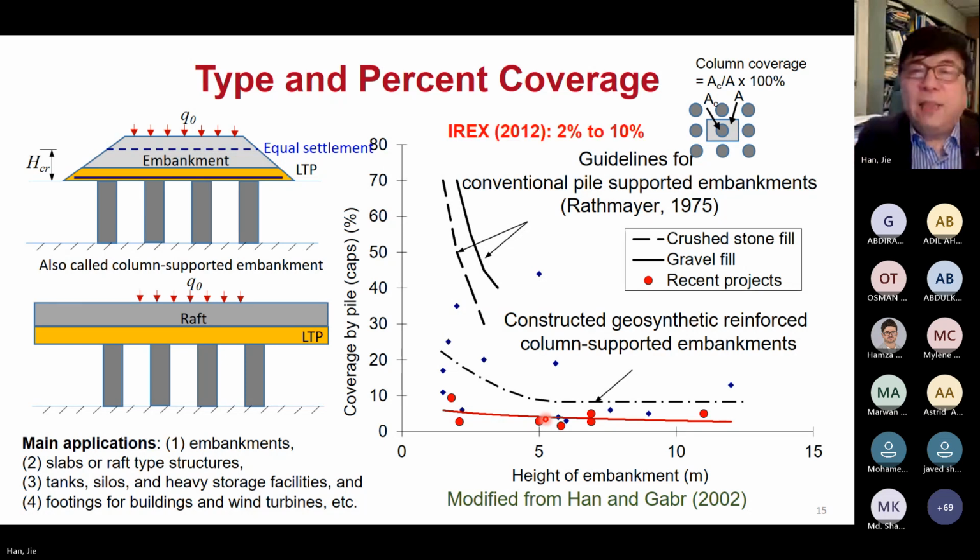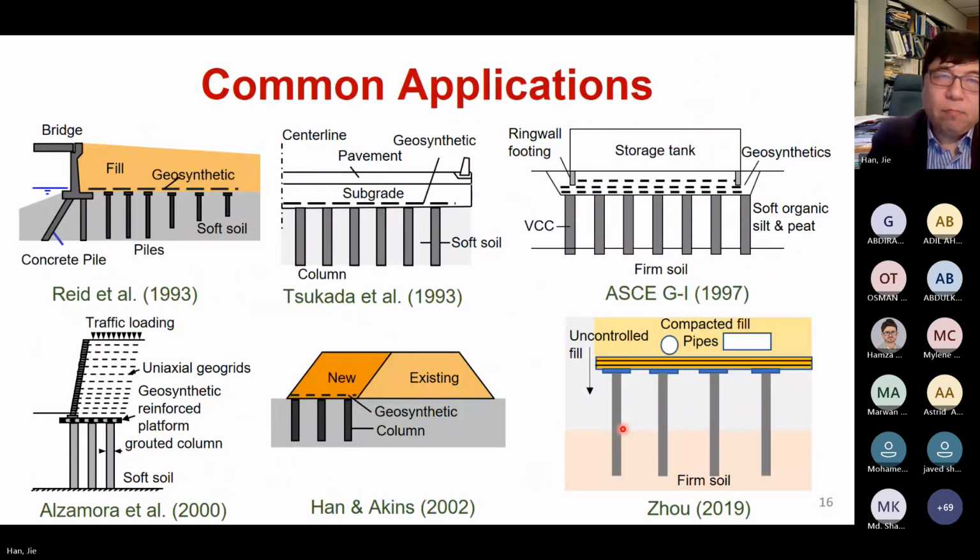But the French guideline shows the percent coverage of area replacement is 2 to 10%. That is kind of consistent with the data I collected recently. Now, in terms of applications, the first and most common application deals with the approach embankment, as I mentioned earlier, with the problem of differential settlement.